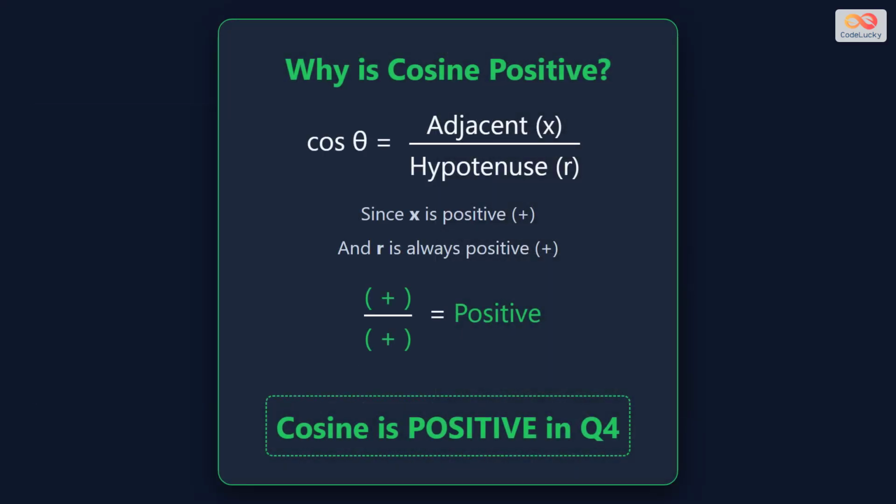Let us look at cosine first. Cosine is defined as the adjacent side, x, over the hypotenuse, r. In the fourth quadrant, x is positive and r is positive. A positive number divided by a positive number gives a positive result. Therefore, cosine is always positive in Quadrant 4.